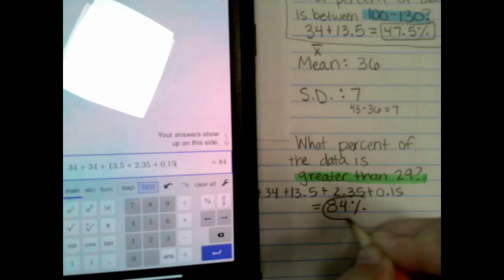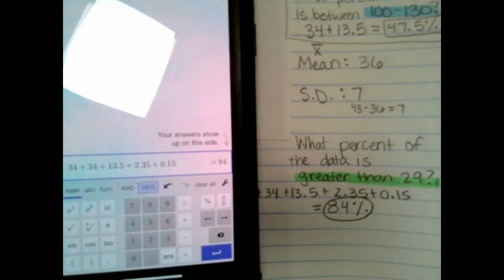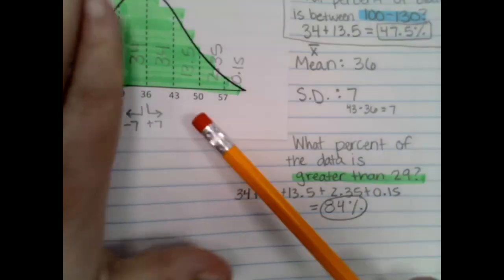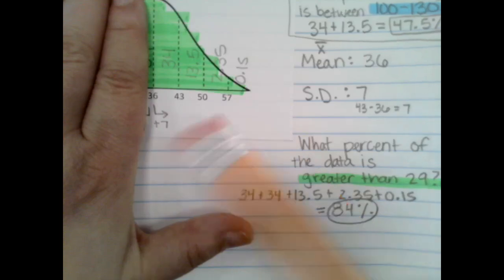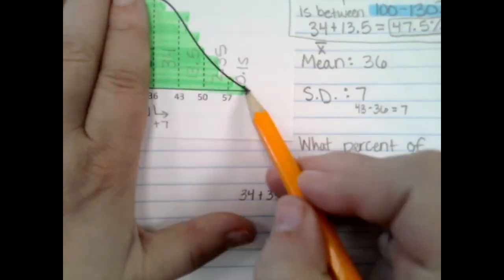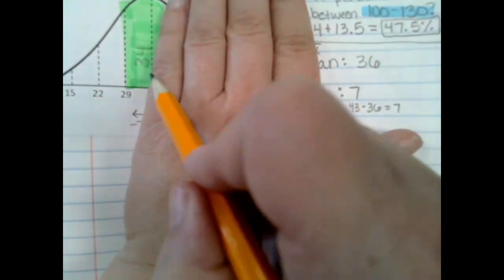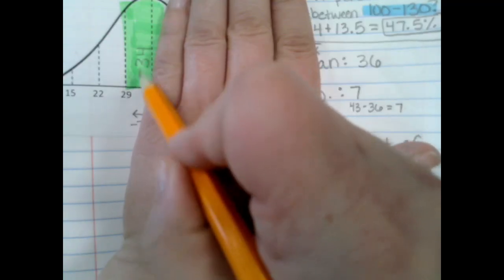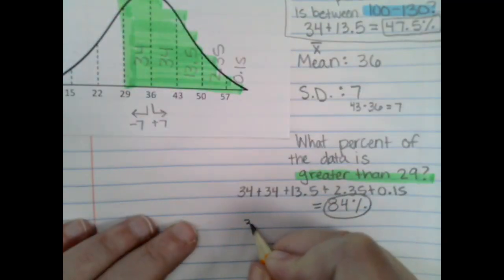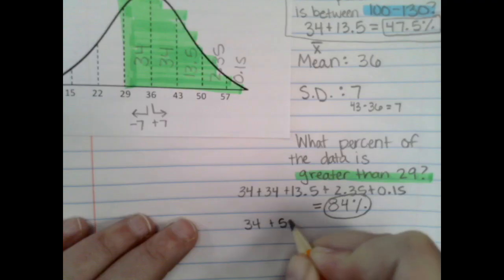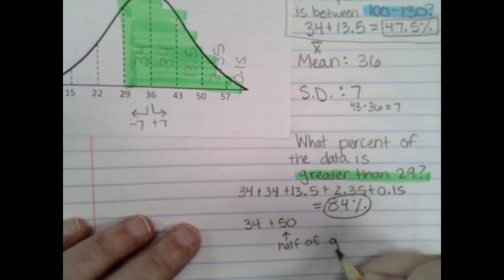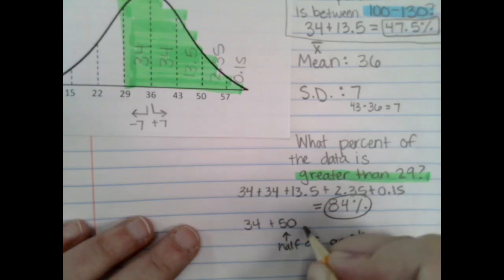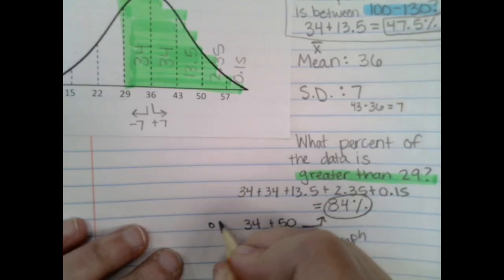Another way you could have thought about it is looking at half the graph. If I look at 36, anything bigger than 36, that's half the graph. What percent is half the graph? 50. So I could have taken that 50, and how much more than half did we need to go? An extra 34. So we could have just done 34 plus 50 for half the graph. Either way, still equals 84.